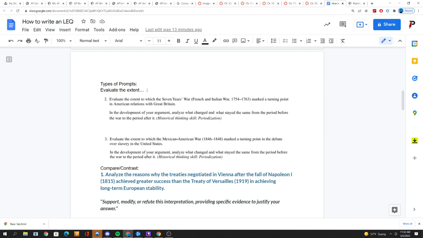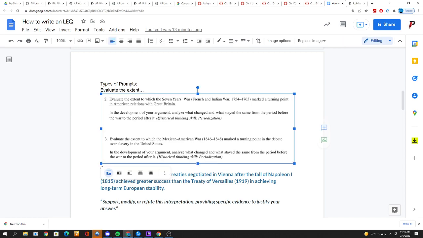So when you have an evaluate the extent prompt, always go in the middle, because you have more things to write about. You can say, for example, in this prompt, that the Seven Years' War was a good thing for American relations with Great Britain, or a bad thing. And you can say it in the same essay. You can make one body paragraph dedicated to explaining why it was good for Great Britain and American relations, and one body paragraph for why these relations worsened because of the Seven Years' War. And of course, what I just said may not be historically accurate. I'm just trying to provide an example of what they really look for.